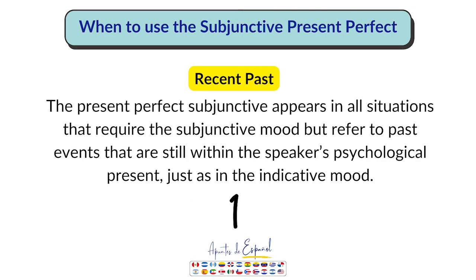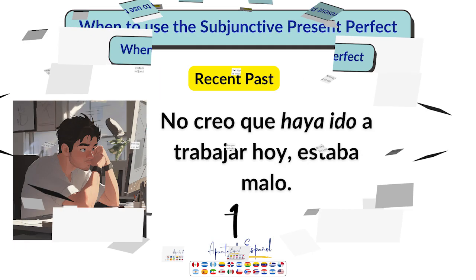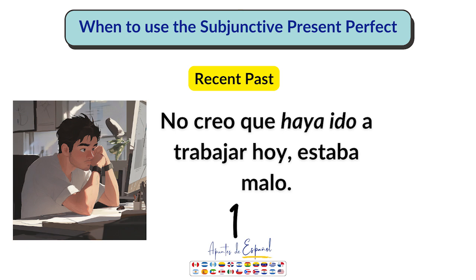The first use of the present perfect subjunctive is the recent past. The present perfect subjunctive appears in all situations that require the subjunctive mood, but refer to past events that are still within the speaker's psychological present, just as in the indicative mood. Take a look at this example. No creo que haya ido a trabajar hoy.